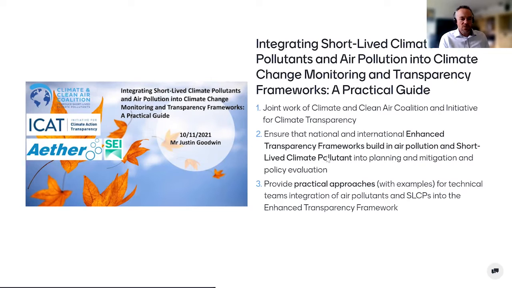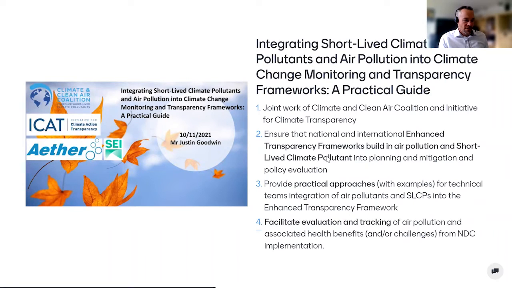So this is a technical document. It's going to be used by practitioners, and it's going to help to start to set a framework for doing this combined analysis. And ultimately, this will help us evaluate and track progress with air pollution, greenhouse gases. This helps with understanding of health benefits, as well as the NDC, which is the nationally determined contribution implementation, which is countries' commitment to reduce greenhouse gas emissions.